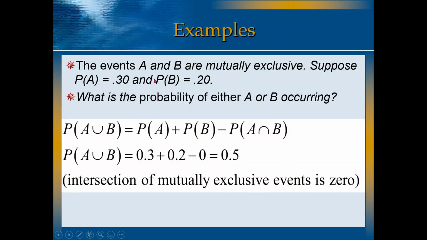Another example, let's say the events A and B are mutually exclusive. What does that mean? That they cannot occur together, or their intersection probability is 0. We suppose that the probability of A is 0.3 and the probability of B is 0.2. What is the probability that either A occurs or B occurs?